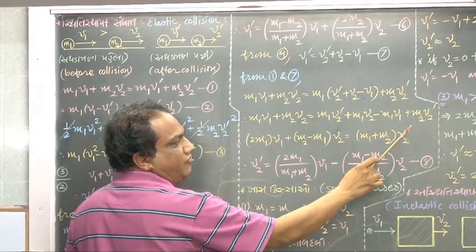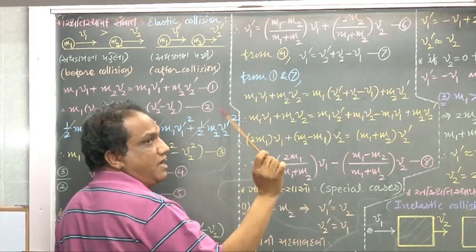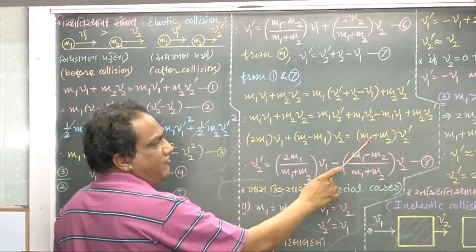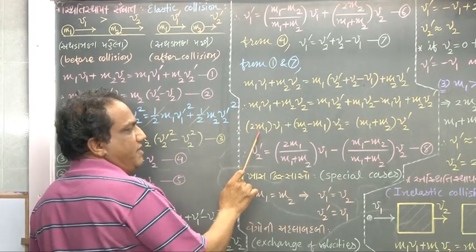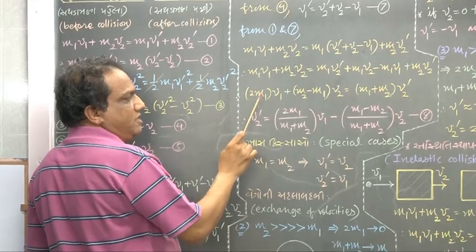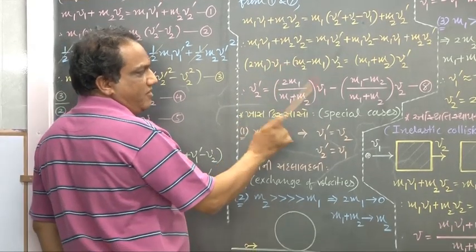M1 plus M2 into V2 dash. Now divide each term by M1 plus M2. Left is V2 dash. Divide by M1 plus M2 here. So you get 2 M1 upon M1 plus M2 into V1.